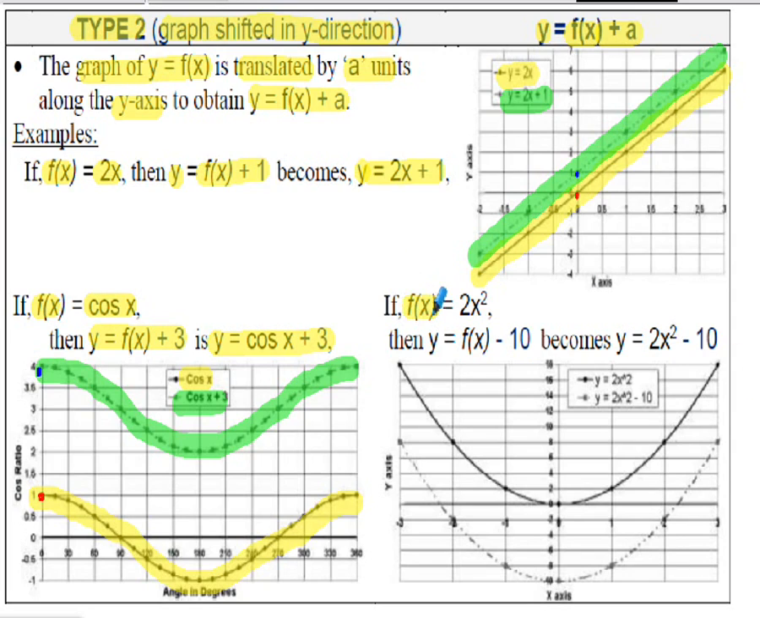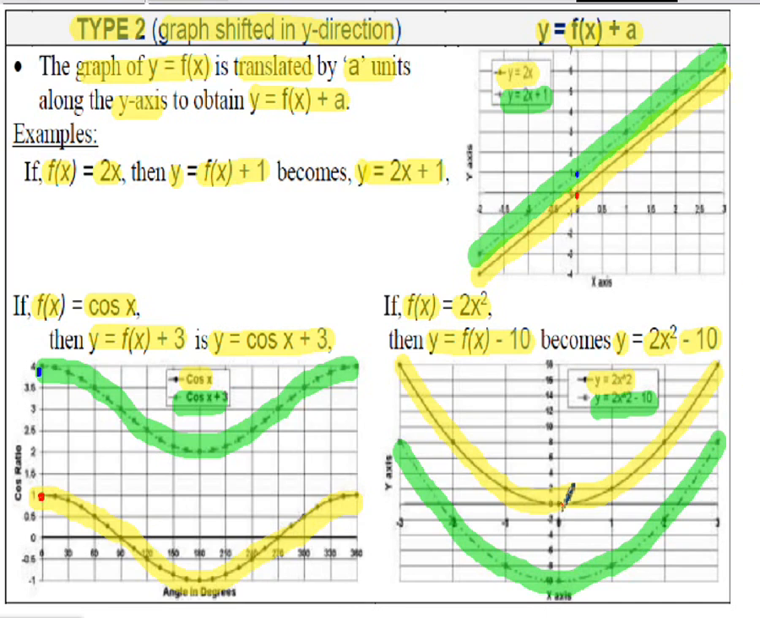If we consider the function of x equals 2x squared, then y is equal to the function of x minus 10 becomes y is equal to 2x squared minus 10. If we plot the y is equal to 2x squared curve, that's a quadratic, parabolic shape, passing through 0, 0, the origin. If we plot the y is equal to 2x squared minus 10 curve, then we plot the same shape, but it now crosses the y-axis at negative 10.